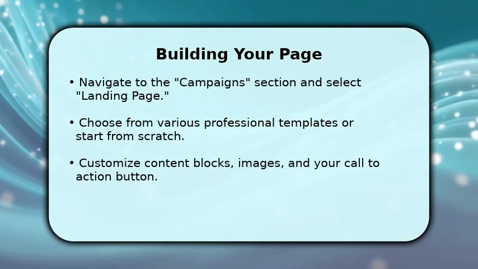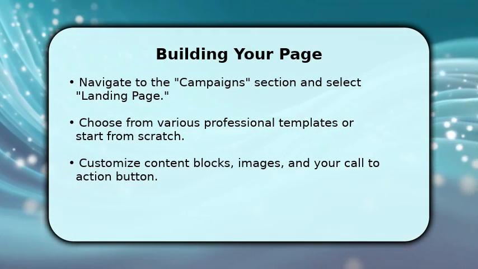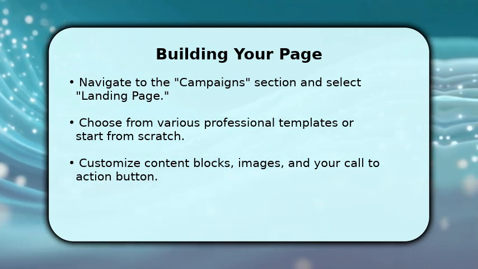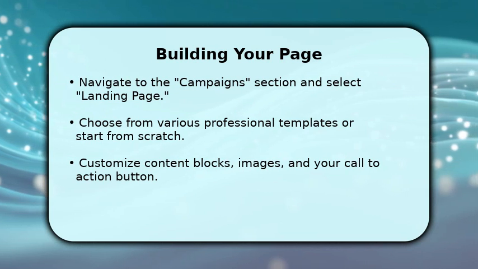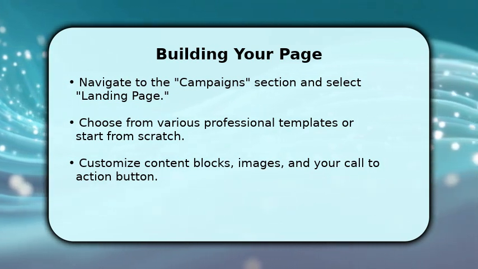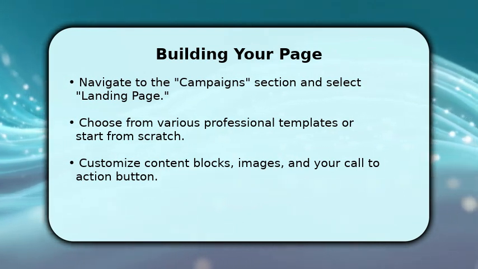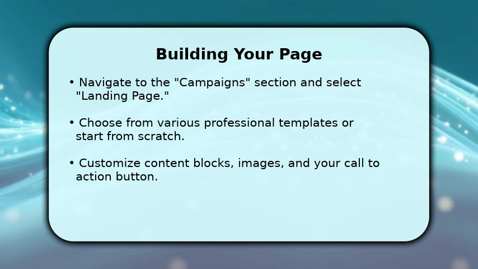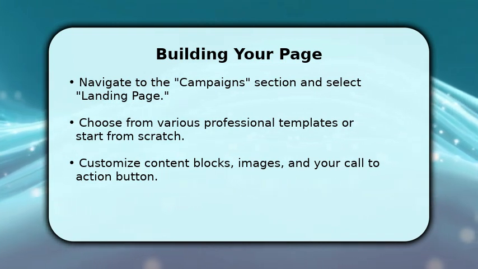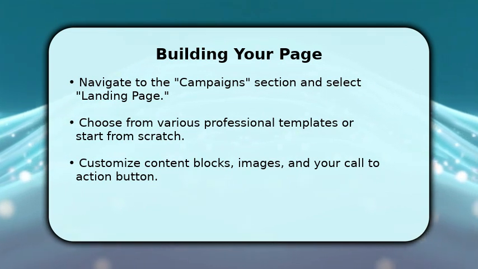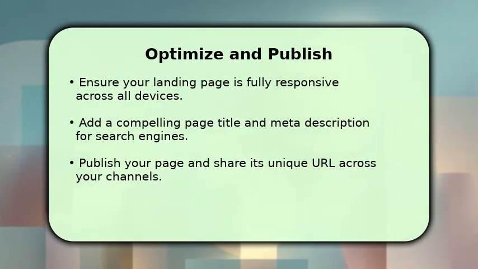Now, let's get hands-on and build your first page. From your Mailchimp dashboard, simply click on Campaigns and then select Landing Page to begin. You'll find a selection of professionally designed templates, or you can opt for a blank canvas to unleash your creativity. Drag and drop content blocks, upload compelling images, and craft a clear, concise call to action button to guide your visitors.